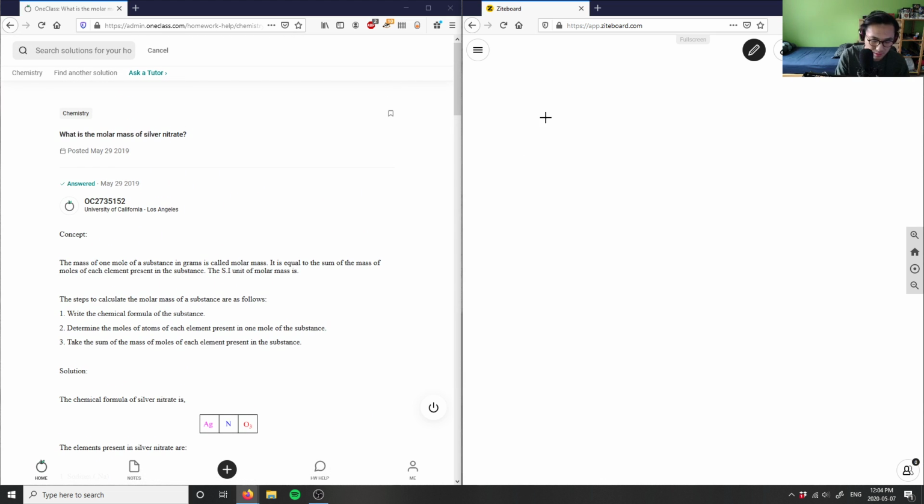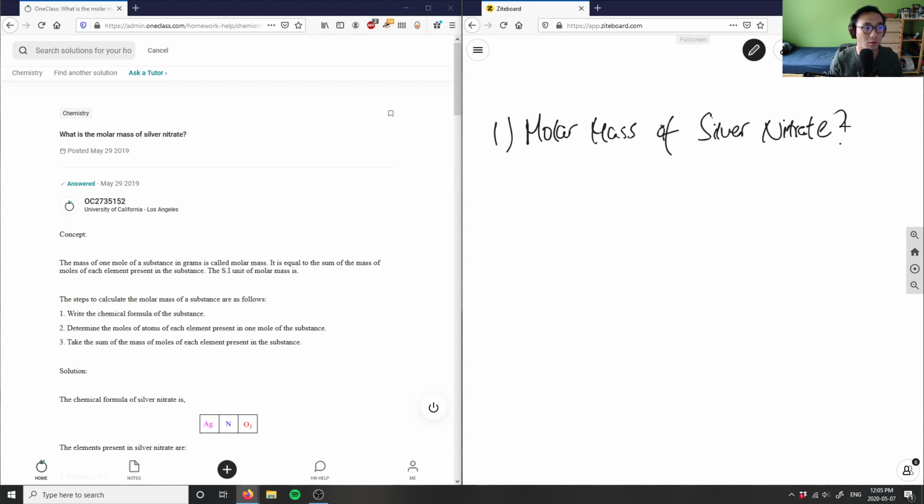So it's talking about the molar mass of silver nitrate. I might have to refresh this. There we go. Okay. So I want the molar mass of silver nitrate. This is a typical question about molar mass, with a little stoichiometry, but we don't really need to convert anything from mass to moles here. We just have to find the molar mass of silver nitrate.